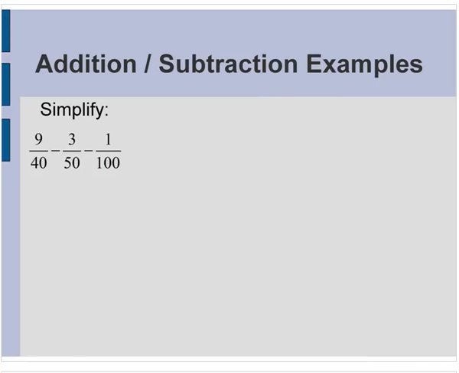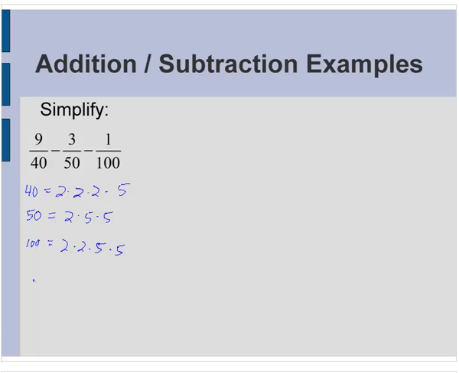Now, if we had multiple fractions, so now if we have 3 fractions, the idea is the same. We would need to find an LCD for all 3 of them. So I'll use prime factorizations again. 40 is 2 times 2 times 2 times 5. 50 is 2 times 5 times 5. And 100 is 2 times 2 times 5 times 5.